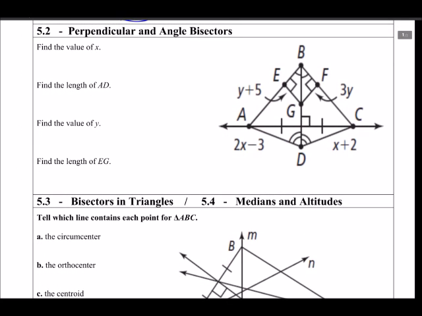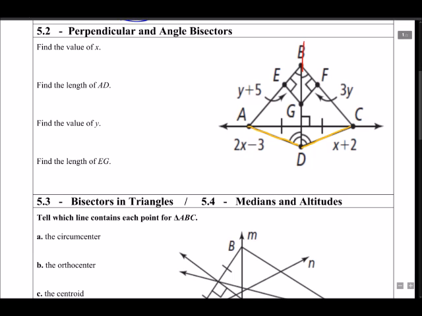5.2 was perpendicular and angle bisectors. So what are we asked for here? Find the value of x. Well, where is x? What are we looking for? It looks like these two sides here are what we're looking for. Do we have anything that could help us with those two sides?